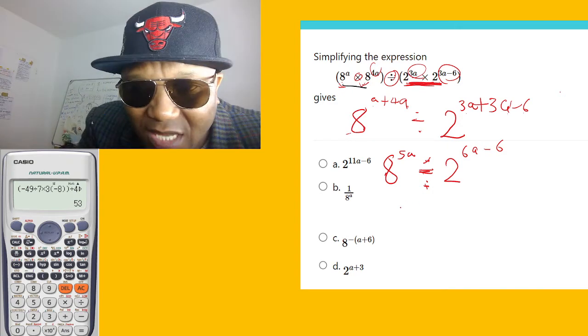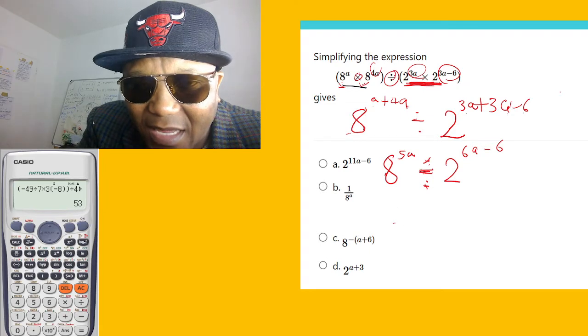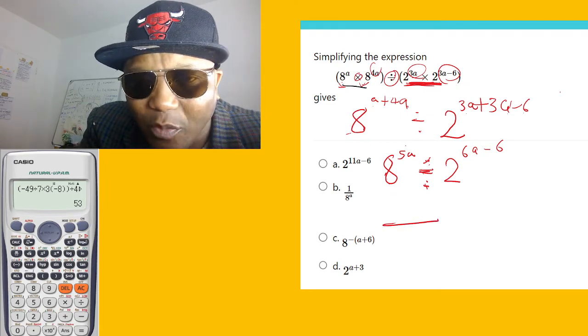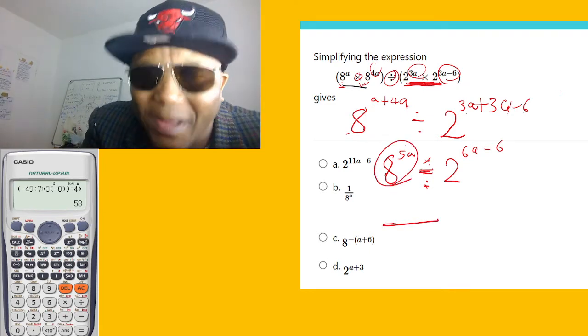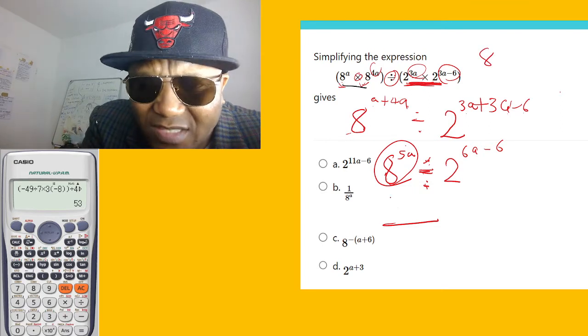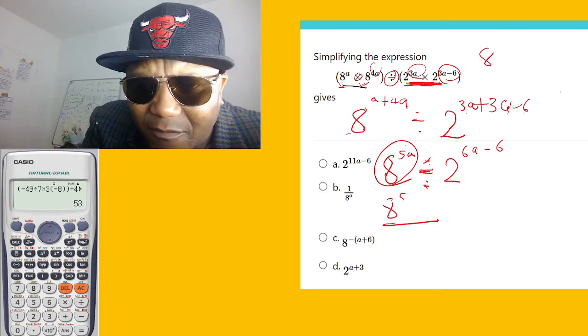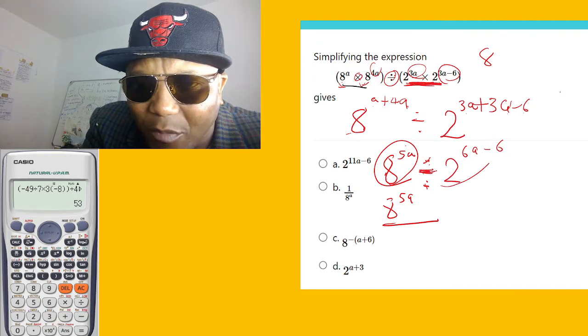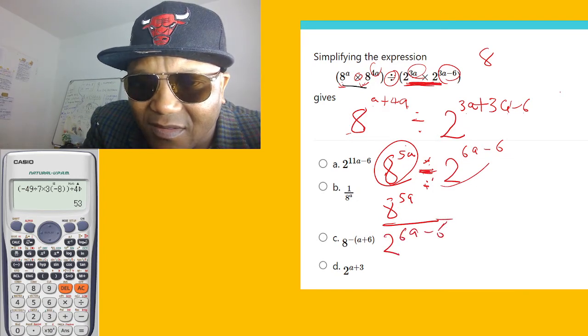So what I'm going to do, this divide is like divide, and then I write the one on top, which is 2 to the 5a. But look, let's write step by step so you can understand. 2 to the 5a is going to be at the top, and the bottom is 2 to the 6a minus 6, because it's a division.